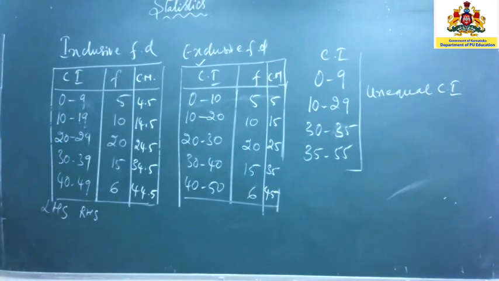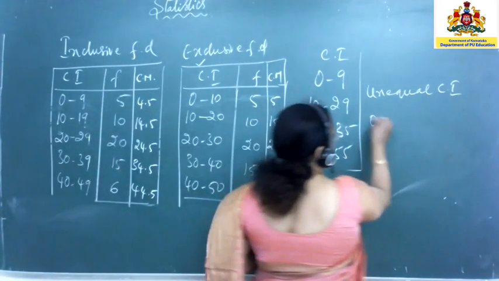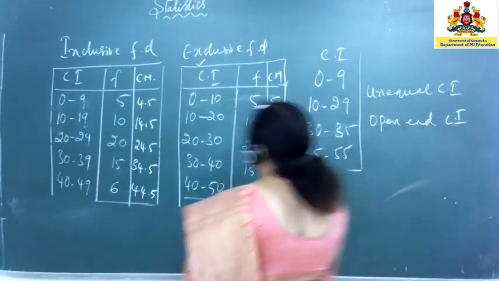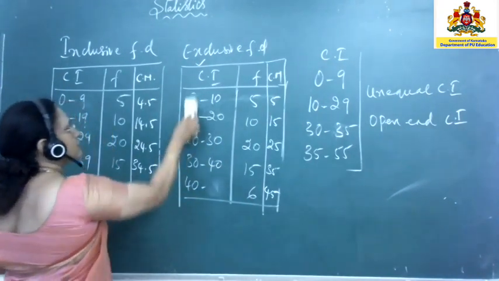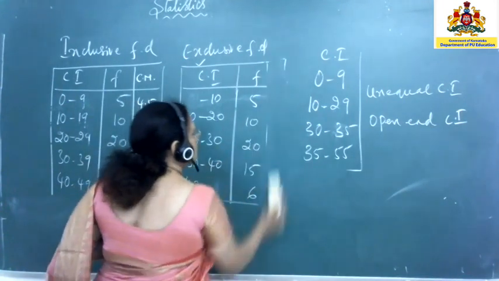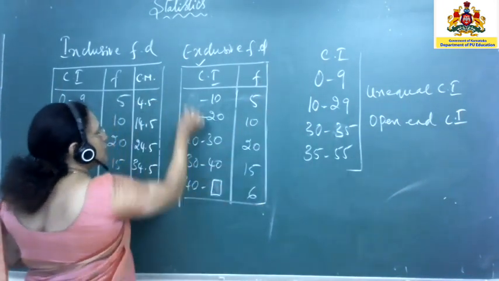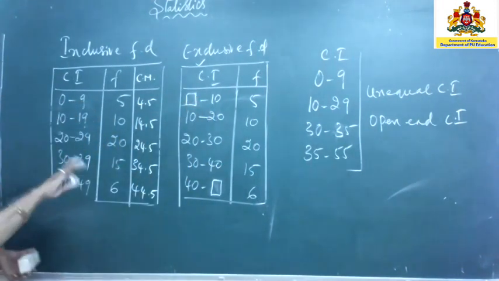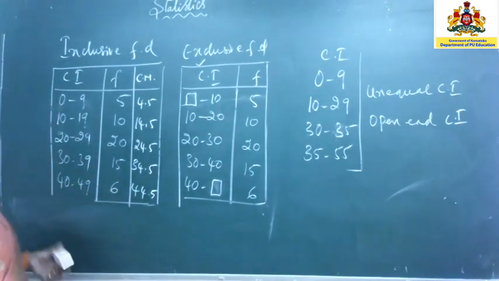Okay. Now, next you have what are called open-end class intervals. Sometimes what happens is the first number and the last number will be missing. So such class intervals are called open-end class intervals. The opening number and the ending number will be missing. Therefore it is called open-end class intervals.